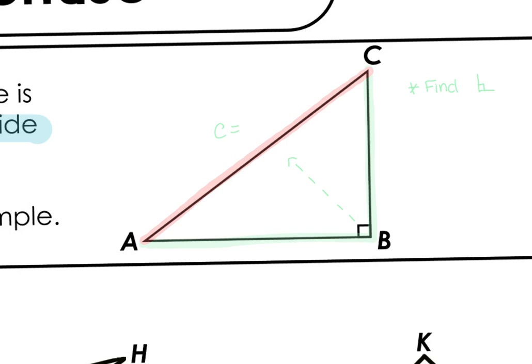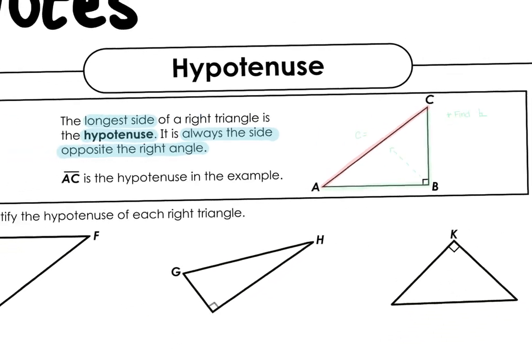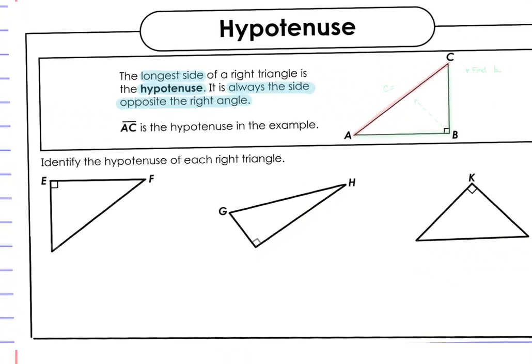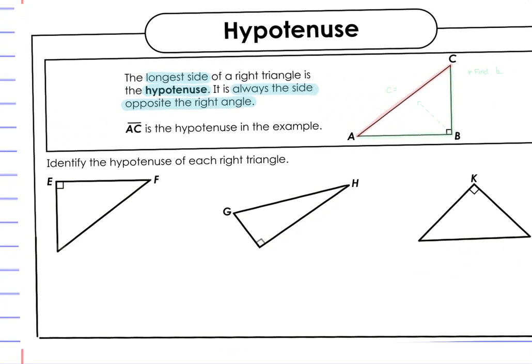All right, so let's go ahead and try that. You have that example up at the top, and identify the hypotenuse of each one of these. Let's do this one first. So let's go ahead and identify this angle first. Oh, sorry. I think you need a few extra letters here.